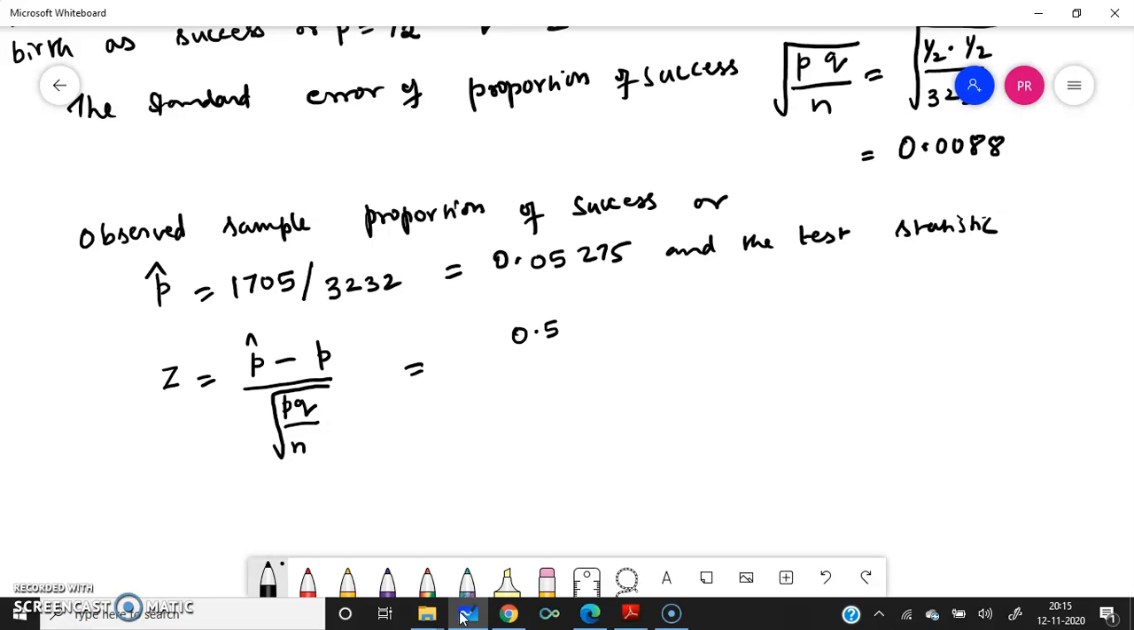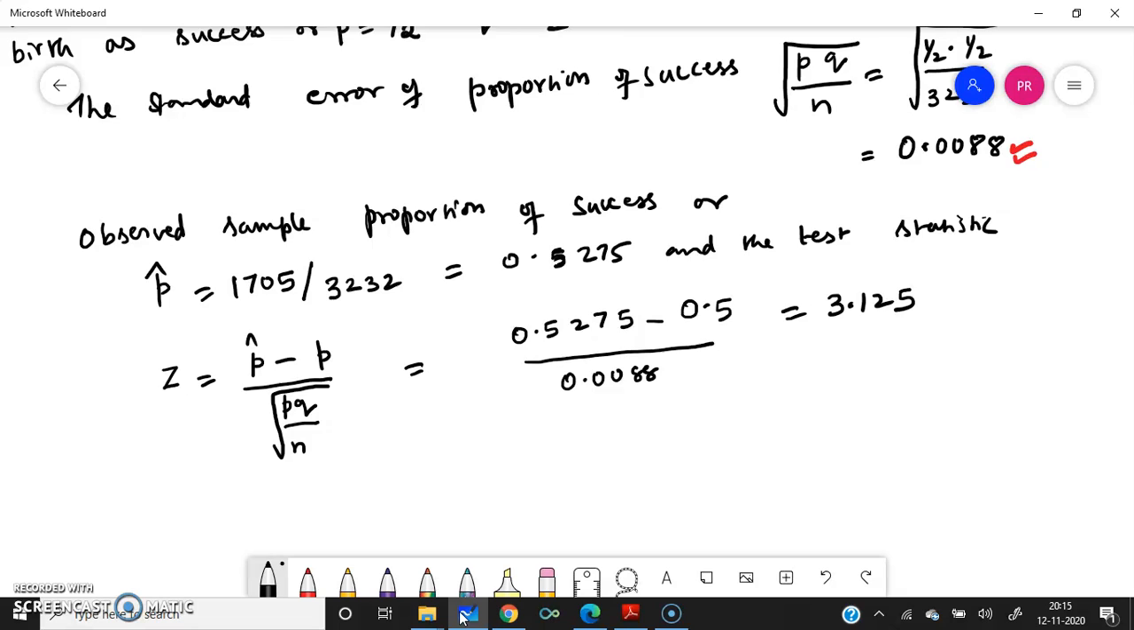So it is 0.5275, it is given in the question. Okay, now we have calculated, no? Sorry, I made a mistake here. Okay, it is 0.5275 minus 0.5, that is P, half we have taken, no? That is half, 0.5, divided by the standard error we have already calculated, that value 0.0088. That is what we are using. So the answer is 3.125.